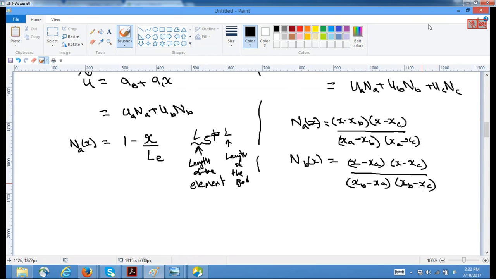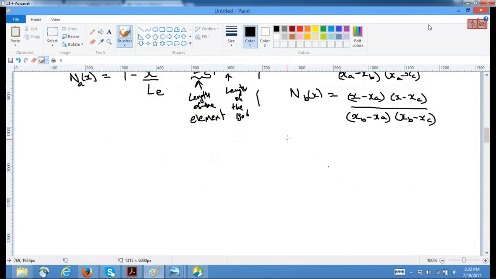Similarly, NC of X is defined as X minus XA, X minus XB divided by XC minus XA and XC minus XB. So this is how we have defined our shape functions.